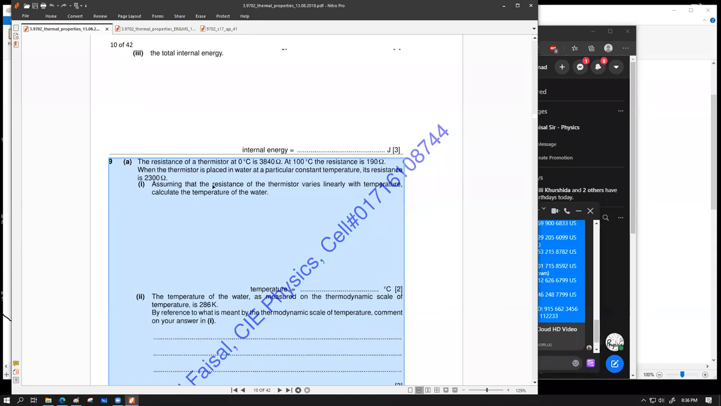The resistance of a thermistor at 0 degrees Celsius is 3840 ohm. At 100 degrees Celsius, the resistance is 190 ohm. When the thermistor is placed in water at a particular constant temperature, its resistance is 2300 ohm. Assuming that the resistance of the thermistor varies linearly with temperature, calculate the temperature of the water.